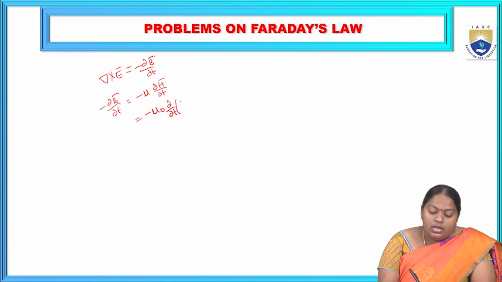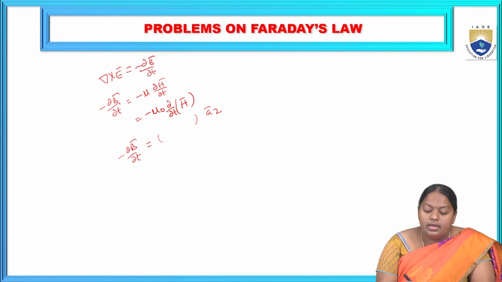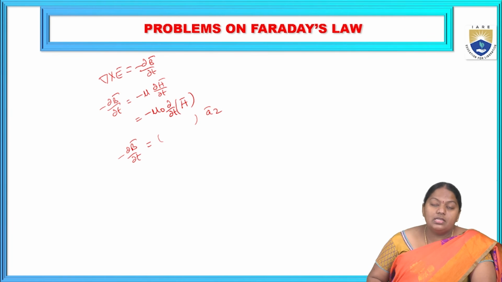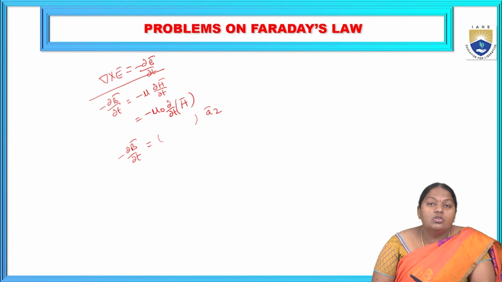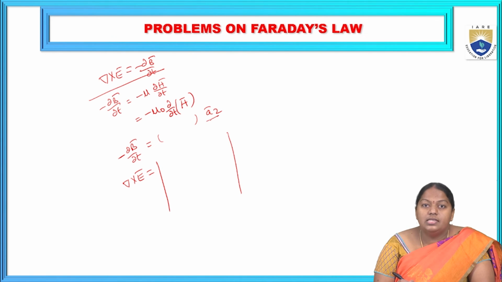Then that is H. After evaluating this, the value needs to be evaluated for minus ∂B bar by ∂t in terms of the H vector as az only. Now to find the E value, using Maxwell's equation, one of the Maxwell's equations from Faraday's law is del cross E bar equal to minus ∂B bar by ∂t. After evaluating this ∂B bar by ∂t, which is nothing but del cross E bar, the value obtained is in terms of the z direction.